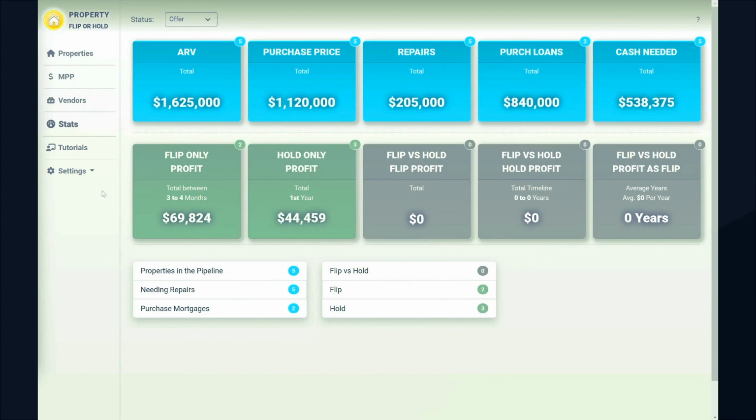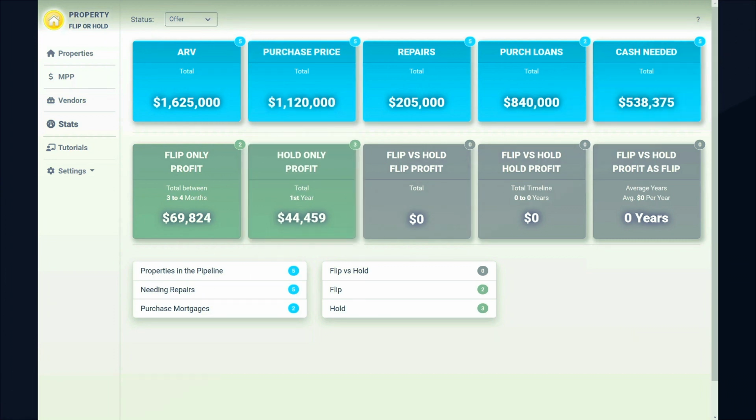Let's take a look at the stats dashboard. This gives you an overview of your pipeline that you have in the system for the different statuses. For example, for research, offers made on properties, for purchase properties, and archived ones. Let's take a look at first the offers. This is the offers that we have in the pipeline.